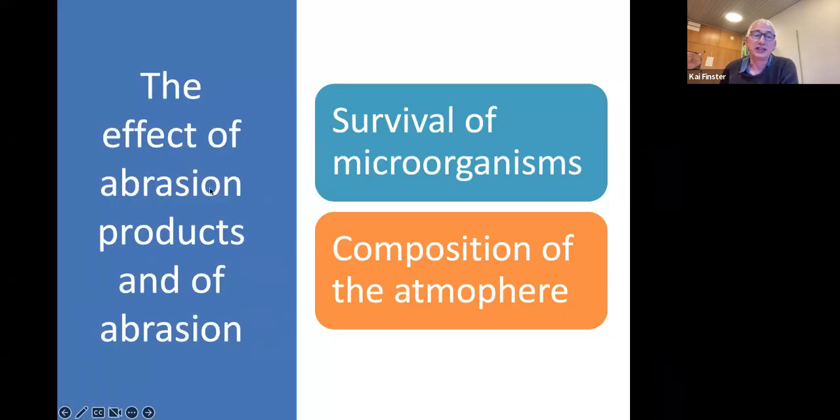So we are interested in the effect of abrasion products. This means fractured silicates, minerals, basalts, and also the effect of the abrasion process as such. And there are two major foci that we have. One is the survival of microorganisms. This is the first part of my presentation, and then I will talk about the composition of the atmosphere and how that can be affected by abrasion.